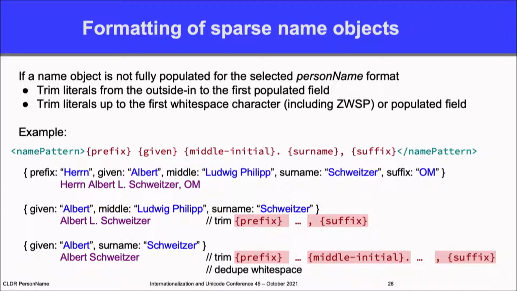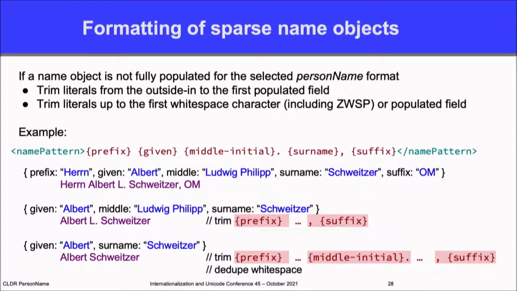So if you have sparse name objects, so let's say the name fields that come from your application into the name object, not every field is populated. So how do you handle that? And then choosing which format to use.